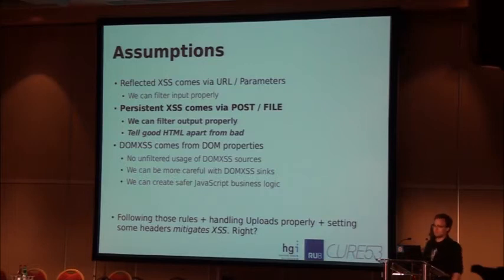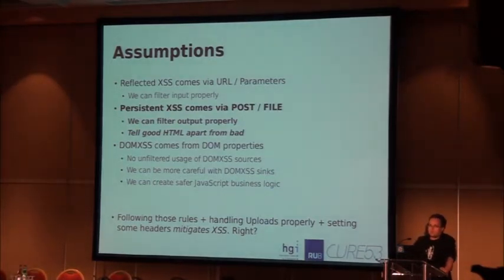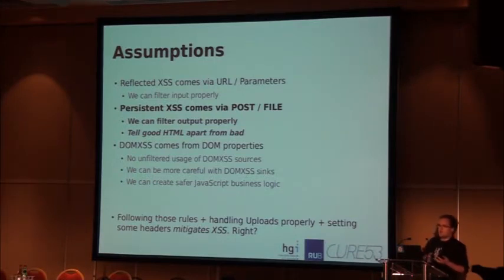So the first assumption is that reflected XSS, the white horse, comes via URL parameters, via post, maybe sometimes via cookie, and we can detect this, and we can filter properly, and then we're fine. Then we have persistent XSS that comes in via post or via file or similar ways, and we can kind of separate the good content from the bad content if we want to allow HTML. We can kind of filter it properly, and we're going to be fine.